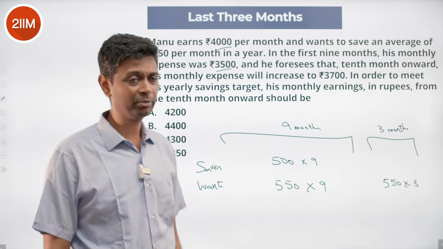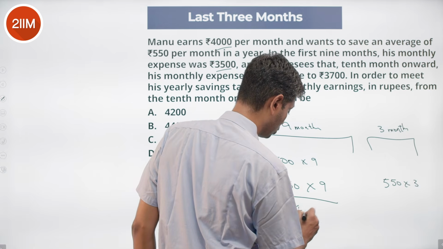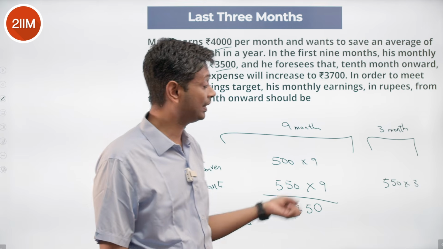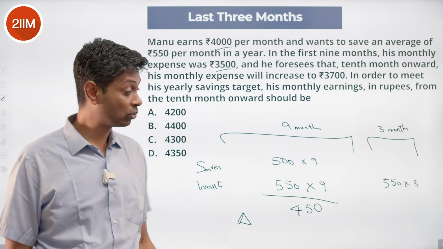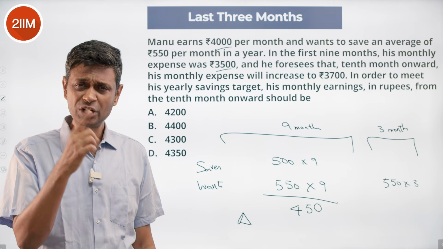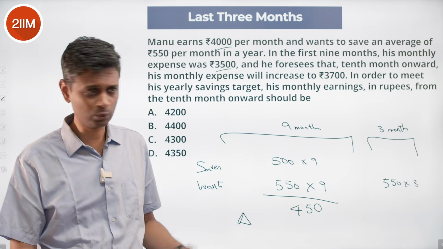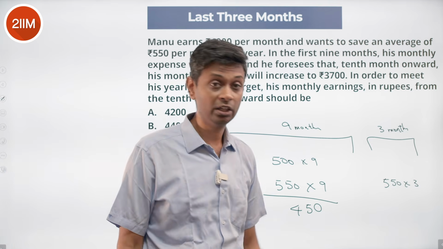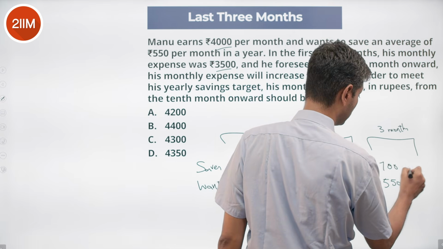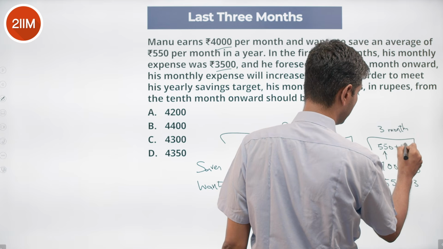He falls short by 50 bucks in each month, so the total deficit is 450. 50 into 9, 450. This is the delta. He has 3 months to make it up, so each month he can make up 150. We're talking about averages, so 150, 150, 150 is true. He anyway wants to save 550, so he needs to make 150 more than that, or he has to do 700 into 3. This 700 is 550 plus 150.